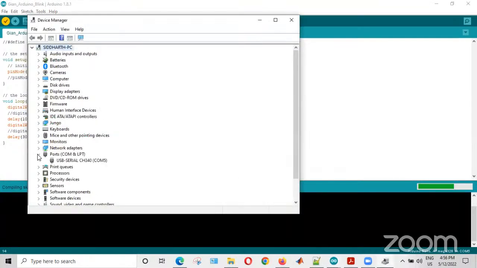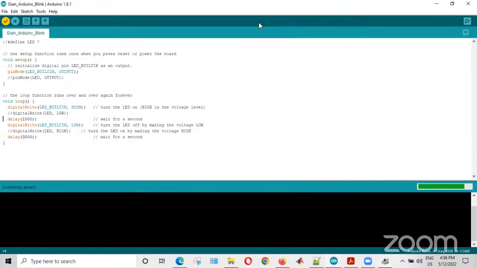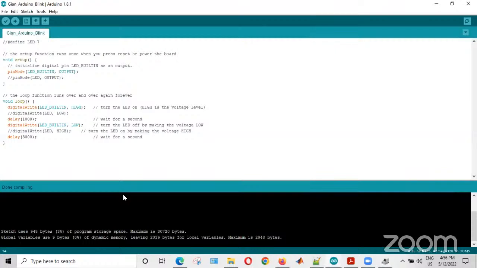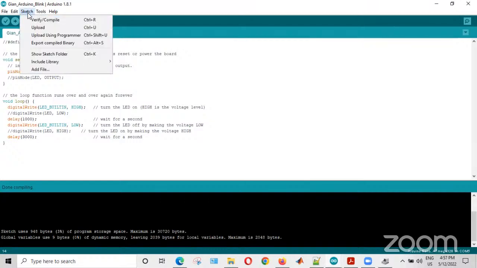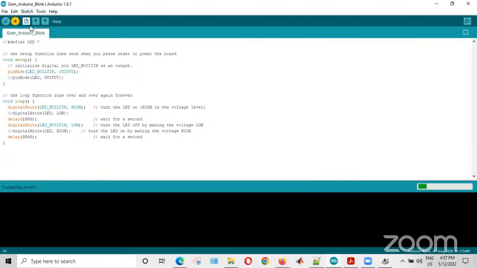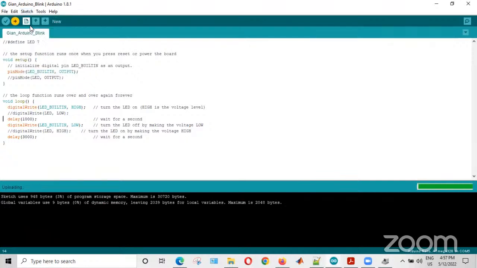Now I can see that the COM port is showing USB serial CH340. CH340 is actually the driver for the USB connection of Arduino. Now it has compiled the program, using 3% of total memory. Now again I go to Sketch and upload the program to my Arduino board. It has uploaded the program to the Arduino board. Now we can see the output on our Arduino board.